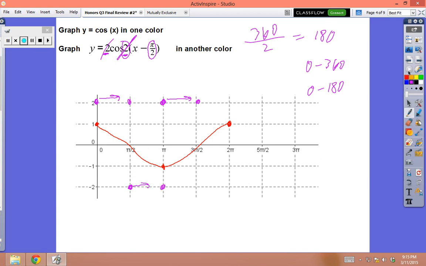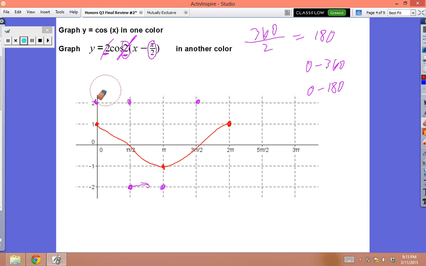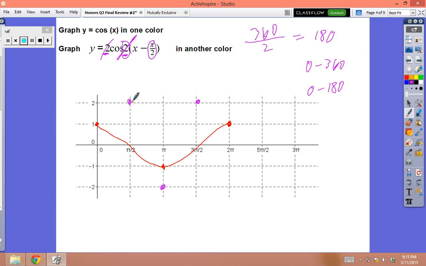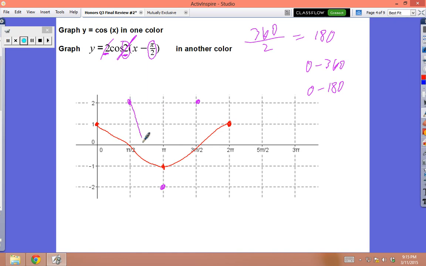So here we go. Now I'm going to erase. And my graph is now going to look like this. And then if it keeps going, it's going to just turn around, come back down, go back up, etc., etc.